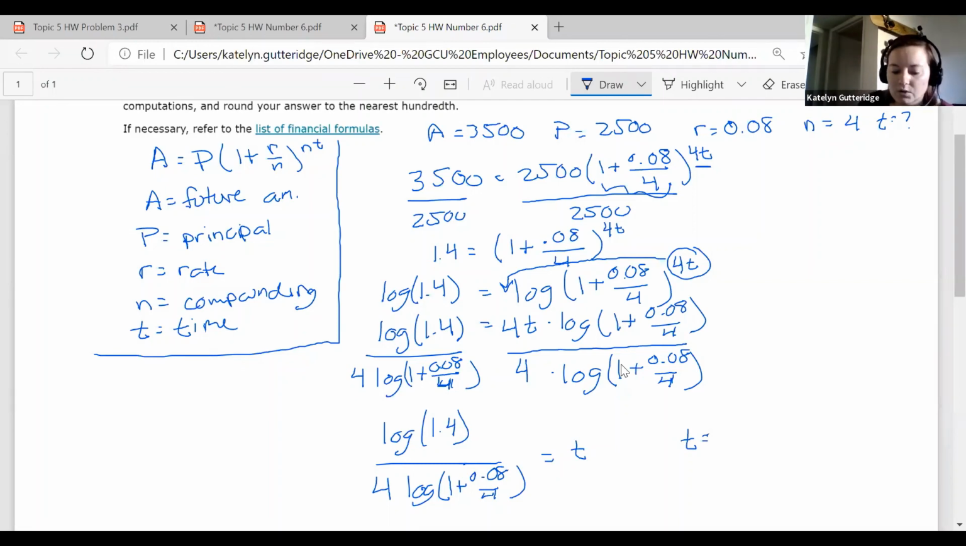And so when you get your final answer, you should get 4.2478. And then if we round that to the nearest hundredth, that'd be 2 decimal places. So we get 4.25. So it will take 4.25 years. This is our time. It takes 4.25 years to have this money grow to $3,500. So to get from $2,500 to $3,500, it would take 4.25 years.